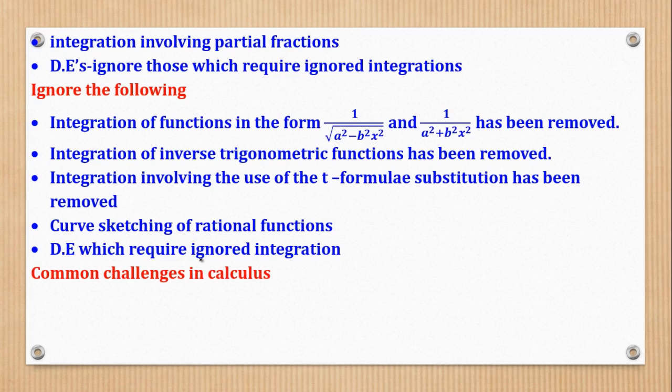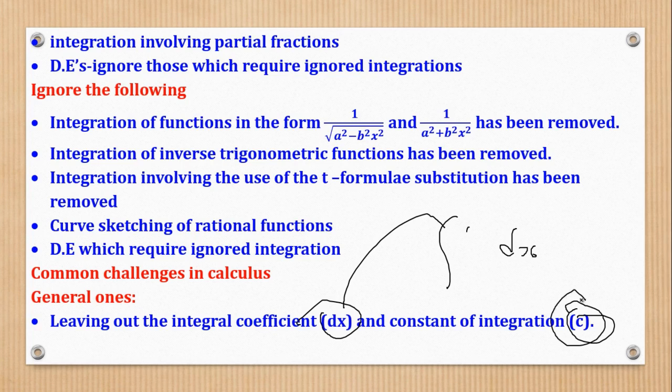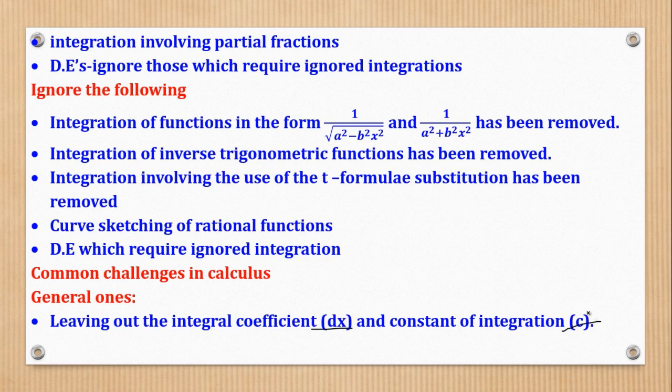The most common challenge in questions involving calculus is leaving out the integral coefficient and the constant of integration. Most students, after writing the integral sign, forget to put a dx at the end. That makes everything not okay, because we have to know with respect to what you are integrating. Then if the integral is indefinite, you have to put a constant of integration. These are more ignored in UNEB, and students lose marks because there's no way we can award marks without those.